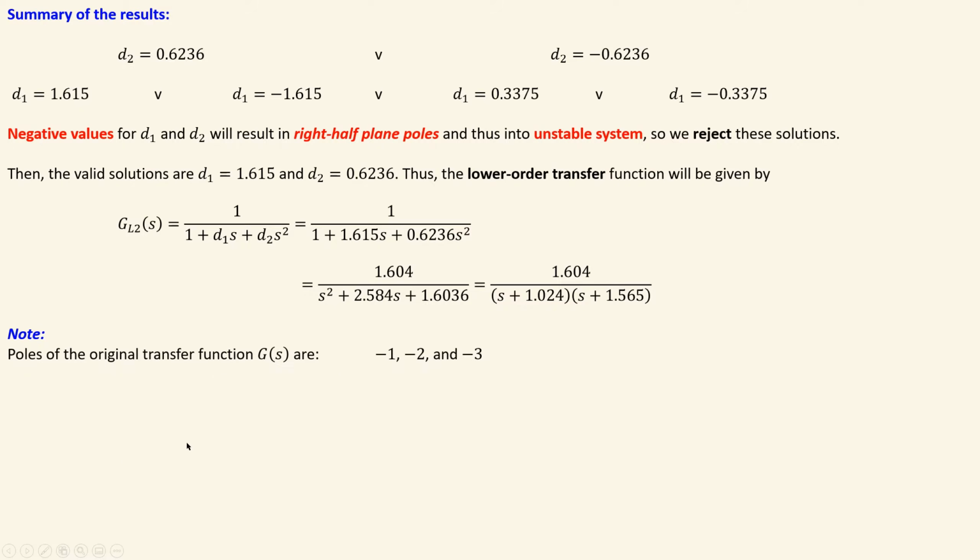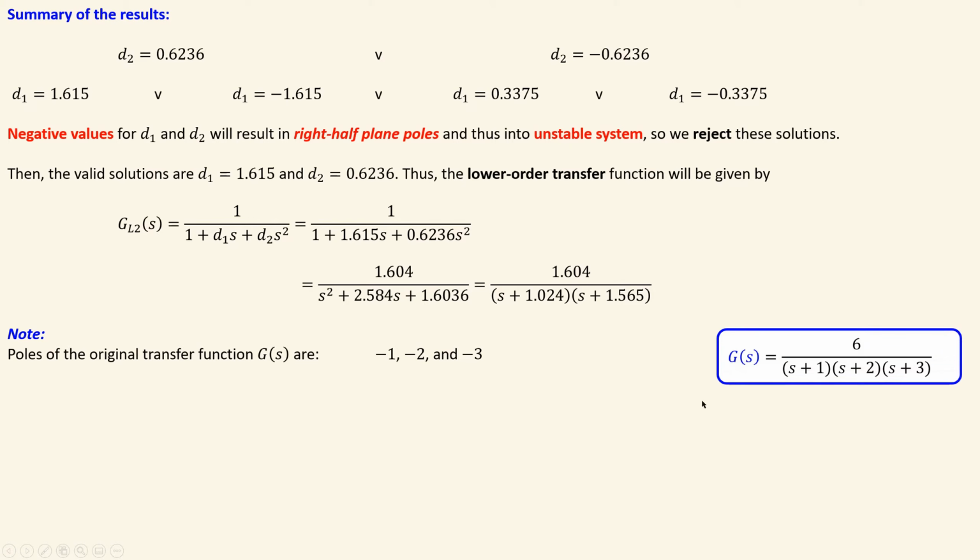What we also note here is the following. The poles of the original system, given the original transfer function, were -1, -2 and -3. You can also see that here. This is the original system. Now we have the poles at -1.024 and the other one is -1.565. So we have now actually made two new poles, and the third pole is gone. This is now a second order system and this was a third order system.